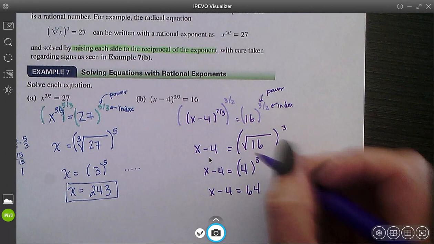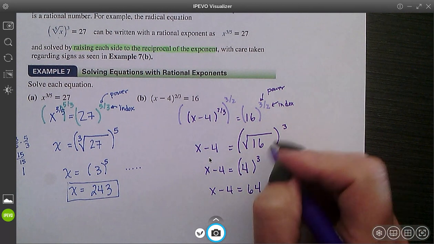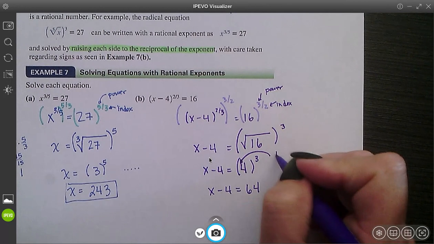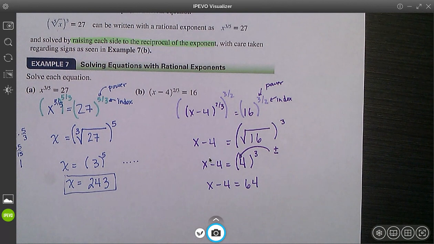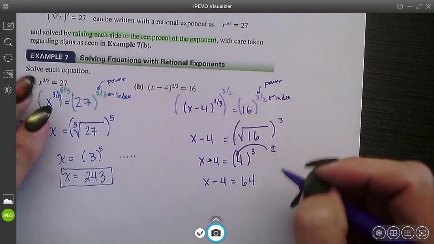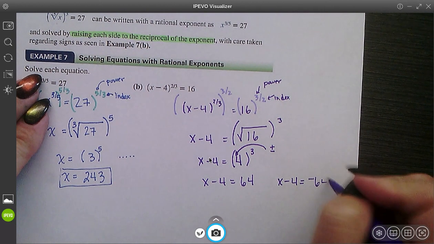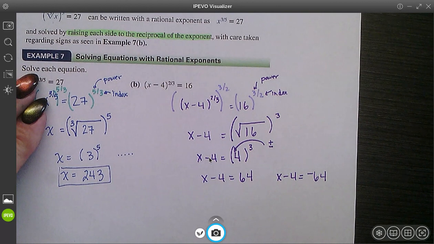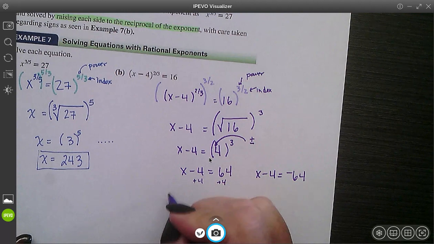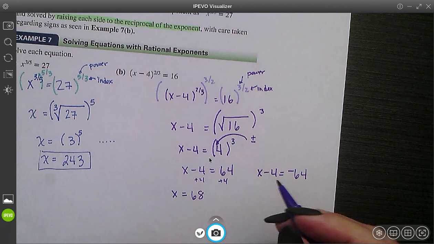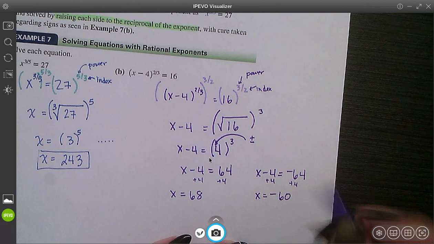Oh, I forgot the plus or minus. That's where that sign came from. Y'all, when I did the square root of 16, that should be plus or minus 4. So I should be getting x minus 4 equals 64 if it was positive 4, or x minus 4 equals negative 64 if it was negative 4. So then I get two possible answers, x equals 68 or x equals negative 60.